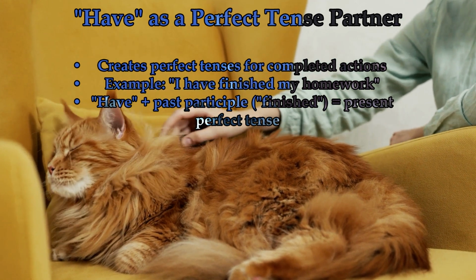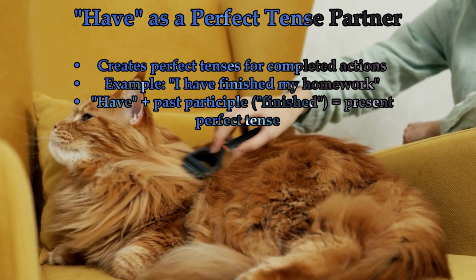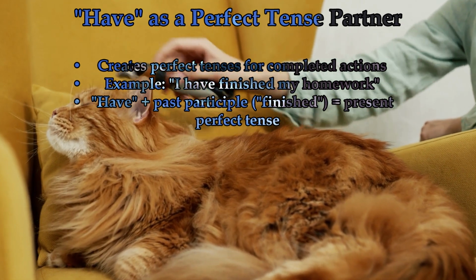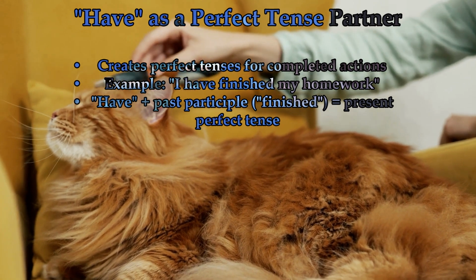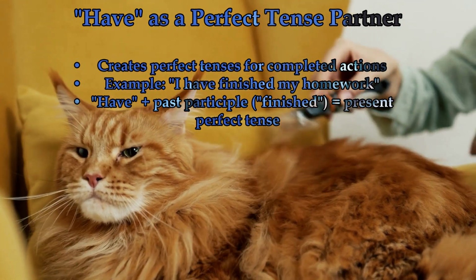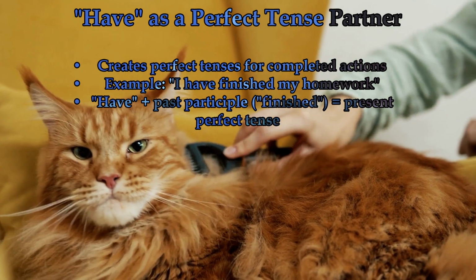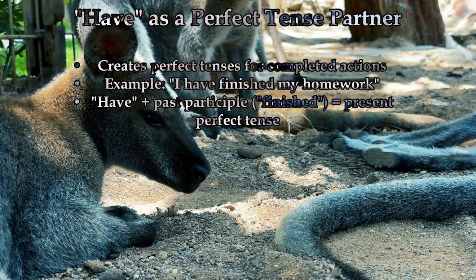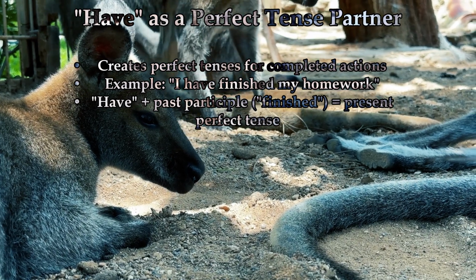Similarly, in the sentence, "She had left before I arrived," had, the past tense form of have, teams up with the past participle, left, to form the past perfect tense. This dynamic duo highlights an action that was completed before another event in the past.